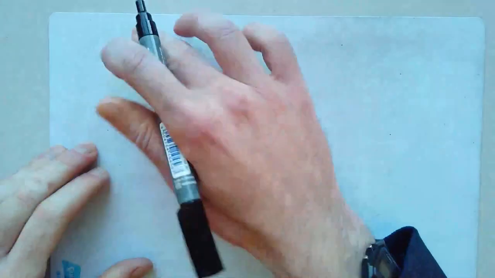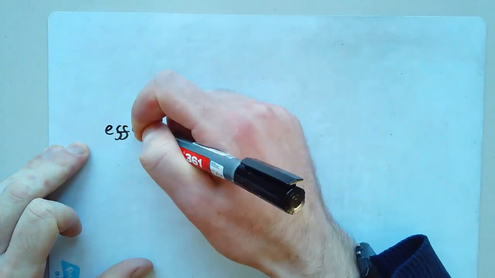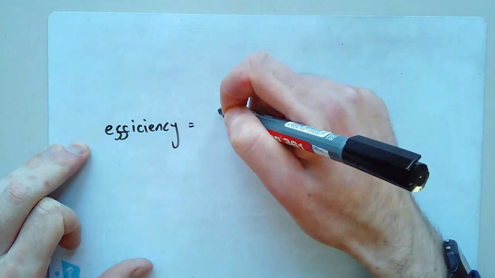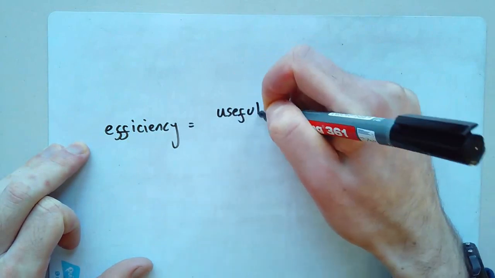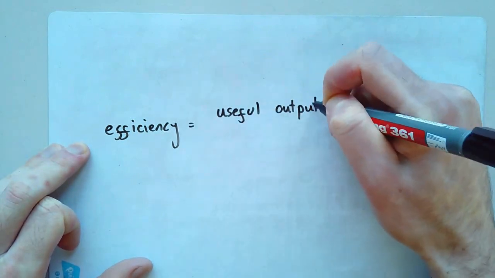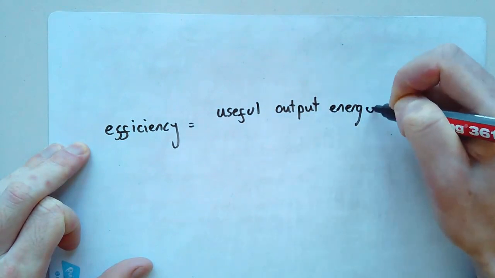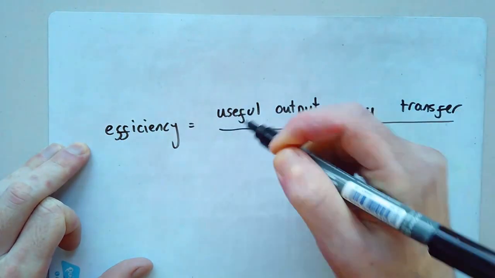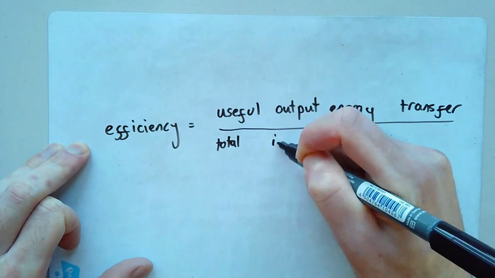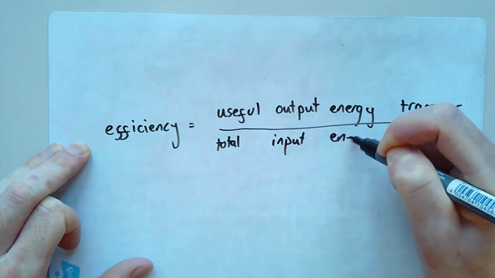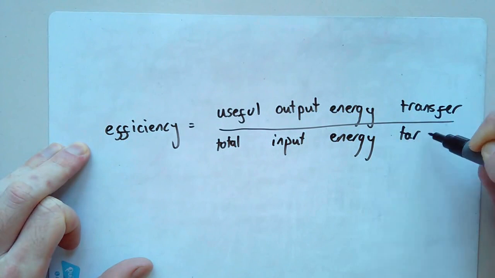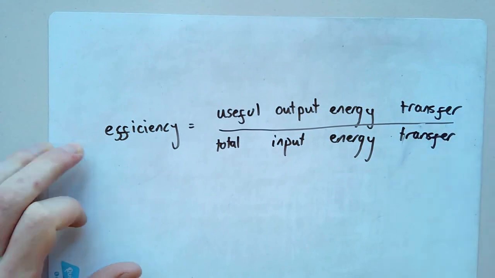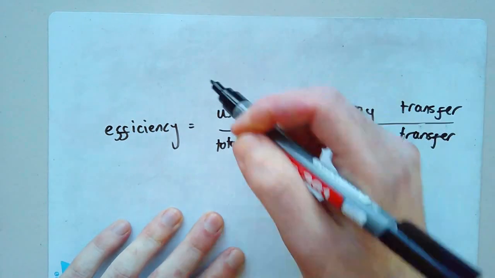And I describe, therefore, my efficiency as, and this is a bit wordy, it's the useful output energy transfer divided by the total input energy transfer.